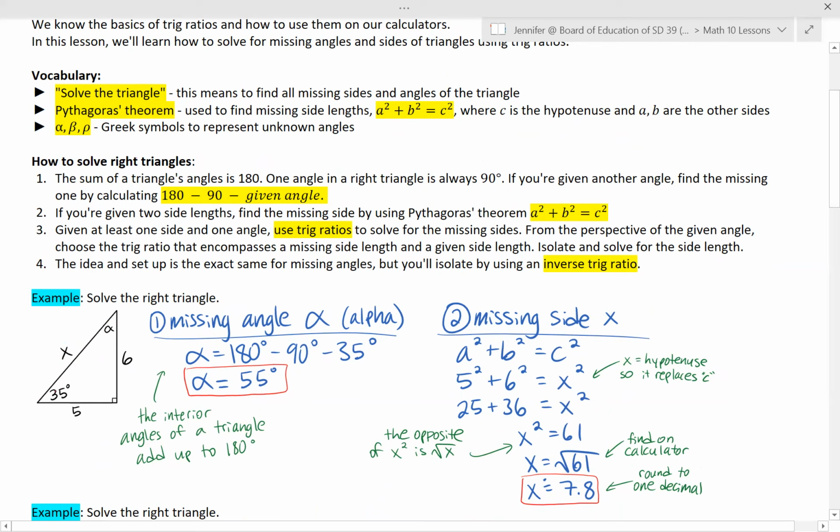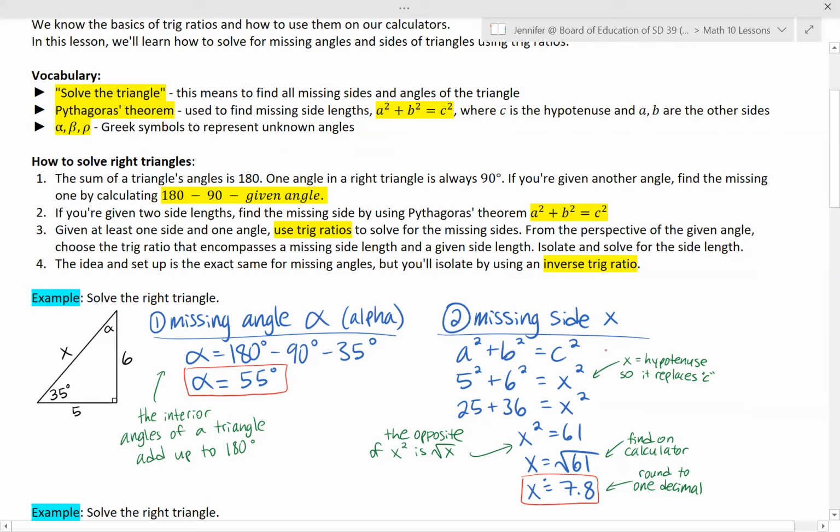Because we're given that one of the angles is 35 degrees and we know the other one's 90, we can easily solve this by using our formula here. 180 minus 90 minus 35 is going to give us that missing angle, which happens to be 55. And we're using this rule here, that the interior angles of the triangle add up to 180 degrees. So that's done. We didn't have to use trig ratios. We found that that's 55.